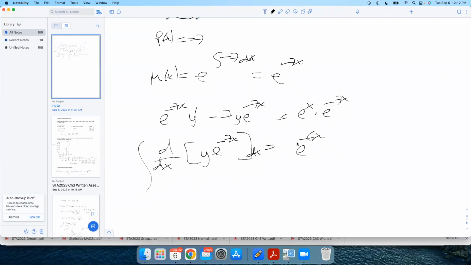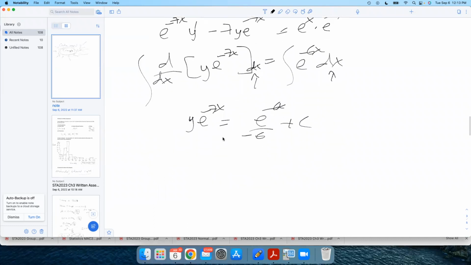Don't forget your dx on both sides. You have to physically write that in. It's a point off for every one of those you forget. Then the left side becomes just y e to the -7x. On the right side, we get e to the -6x over -6 plus c.